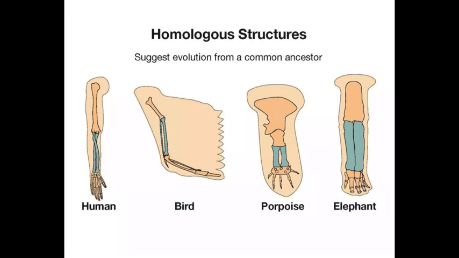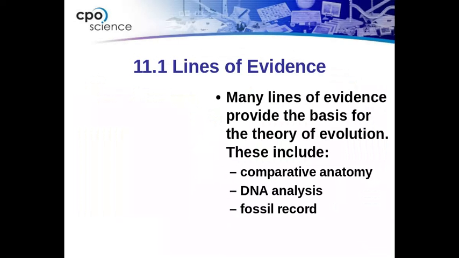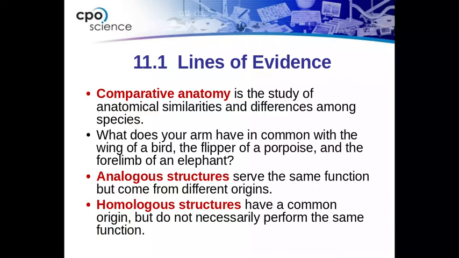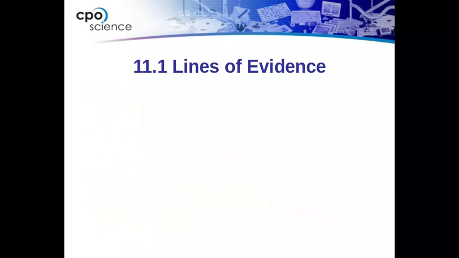Now, do they do the same thing? Does your arm do the same job as a bird's wing or a dolphin's fin or an elephant's front leg? No, they don't. None at all. If you flap your arms, you're not going to swim better and you're not going to fly. Now, like the elephant, I guess you could walk on the front of them. Backing up, those are homologous structures. Analogous structures are things that do the same function, but they come from different origins. We'll get to that in a second.